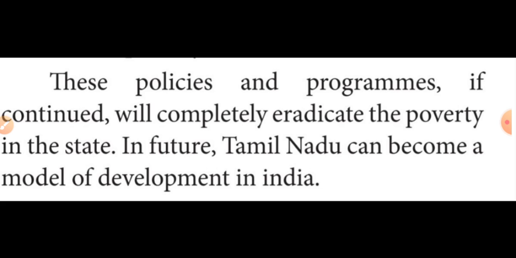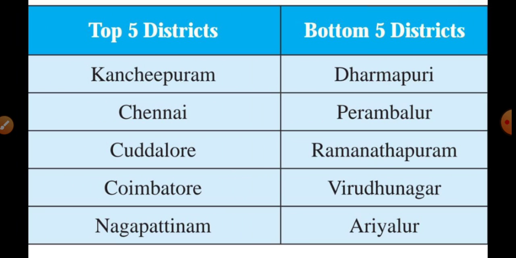Then finally, listen, students. I am going to say the top and bottom MPI districts in Tamil Nadu. The top 5 districts are Kanchipuram, Chennai, Kudalur, Coimbatore, Nagapattinam. Then the bottom 5 districts are Dharmapuri, Perambalur, Ramanathapuram, Virudhunagar and Ariyalur.